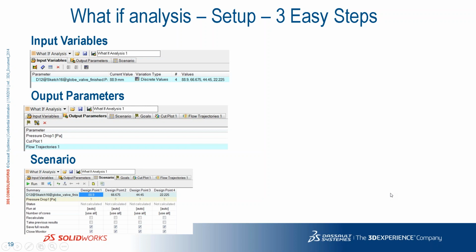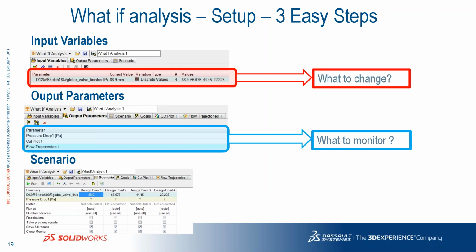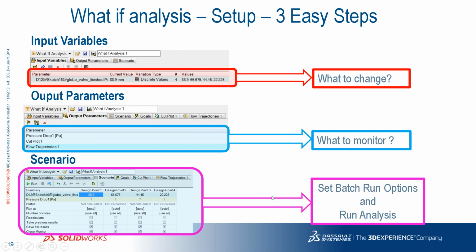So just to summarize, it's 3 steps. Your variable, what you want to change, in this case a dimension. What you want to monitor, in this case the pressure drop as a goal, for example, as an equation goal, a cut plot, and then flow trajectories. And then the final step is running the scenario. It's a tabular form that will show you all the cases that you're going to study, and then you can set the solver options, like how many cores you want to use, or if you want to close the solver monitor.